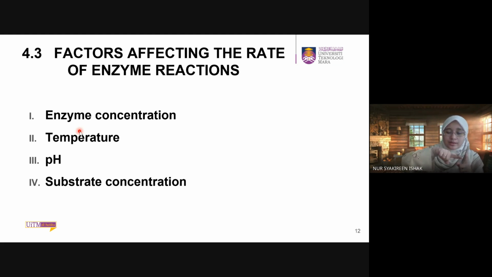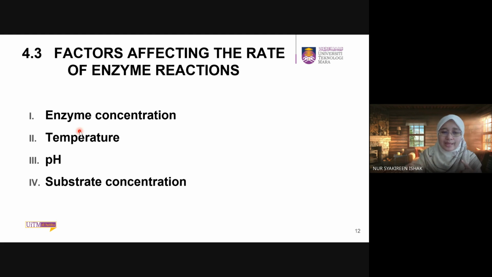So temperature, kalau enzyme concentration graph dia sama ada increase macam tu ataupun constant rate. For temperature, the graph will be like this, kan? Bentuk bukit macam tu, kan? So the rate of reaction increases as you increase the temperature up until the optimum rate of reaction. But as you increase the temperature even further, the graph will decrease, because the increase in temperature will cause the enzyme to denature and slow down the rate of reaction, okay, until it stops.